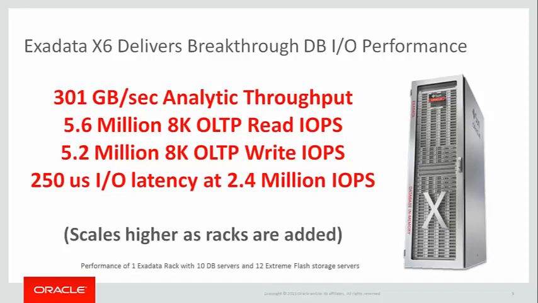And as you can see in the footnote, these particular performance numbers are achieved with an elastic configuration, which has 10 database servers and 12 extreme flash storage servers. With the introduction of elastic configuration, you can customize your Exadata database deployment with just the right number of database servers and the right number of storage servers specific to your workload, allowing you to achieve the best performance that your application needs.